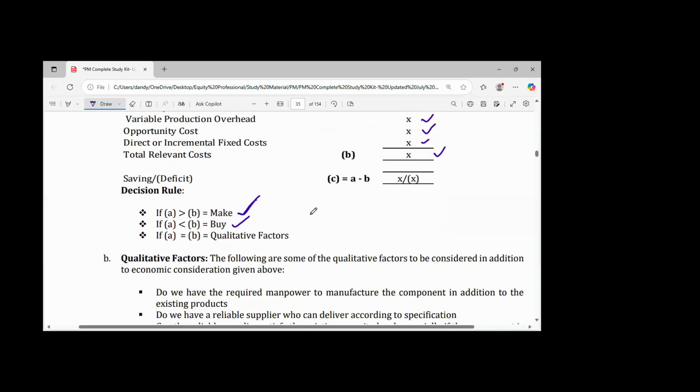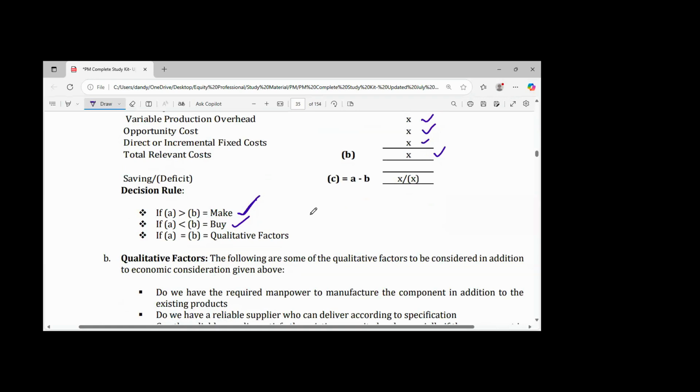However, it is possible that the supplier's quotation may be the same as the relevant cost of making. That is, the difference can be zero. Then the company can decide to either make it internally or purchase it from an outside supplier. However, the final decision will depend on other qualitative factors.